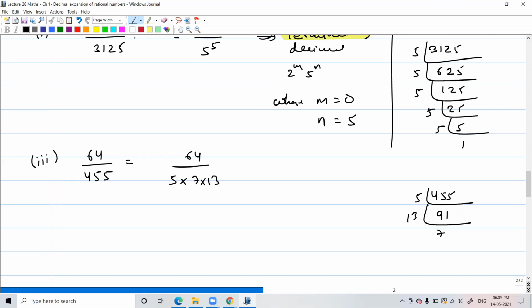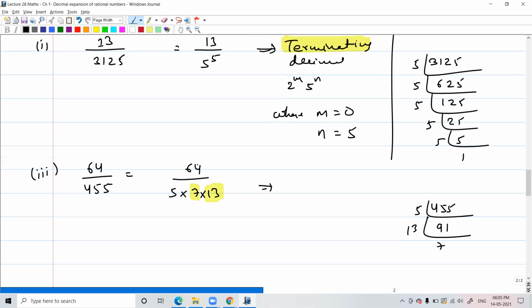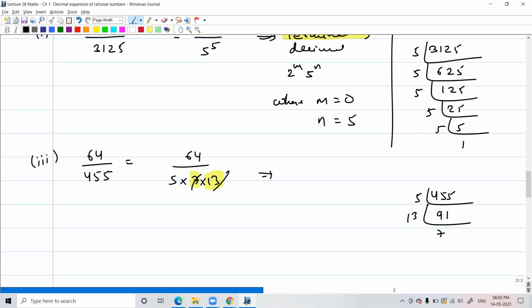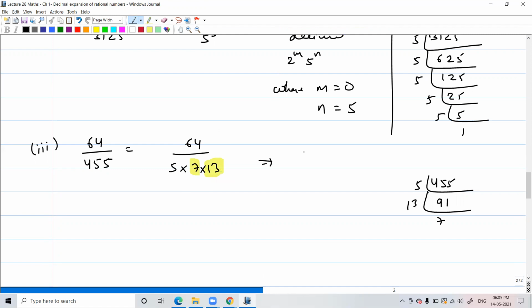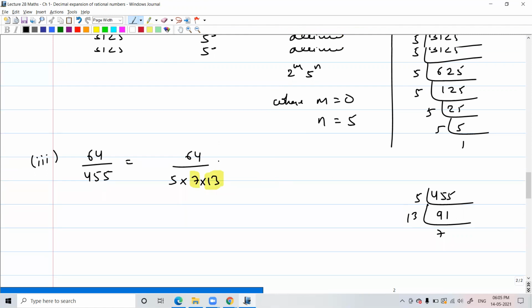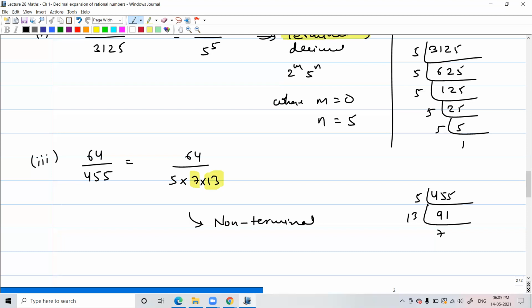So now, before we decide that, 7 and 13 have come here, so it means it is non-terminating repeating. But before you write the final answer, just quickly check the numerator. Is there any way to cancel this 7 or 13 from the numerator? In this problem, it's 64. It cannot be cancelled with 13 or 7. That means the decimal expansion of this number will be non-terminating recurring, which they are calling repeating.